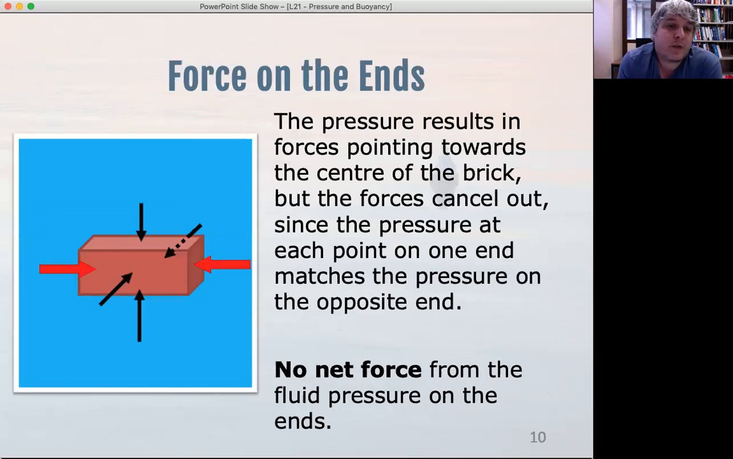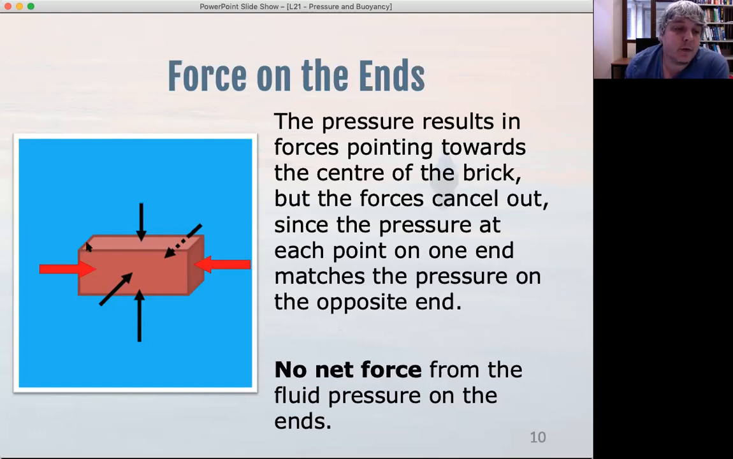So let's think about the force on the ends. The force on the ends is actually going to be changing as you get deeper, because remember rho gh, the height of water above the top of the brick is different than it is at the bottom. And as you go down, that pressure is getting bigger and bigger and bigger all the way down. It's getting bigger linearly, so we still easily calculate it. But remember that the pressure on the other end of the brick is exactly the same.